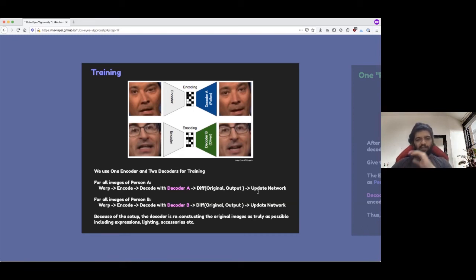And at the same time, the decoder B knows how to decode John Oliver. So now if you look at it, the encoder is able to encode for two people. One is Jimmy Fallon and one is John Oliver. Sorry, I got the name wrong. John Oliver and Jimmy Fallon. But the decoders are actually specific only to the person, right?